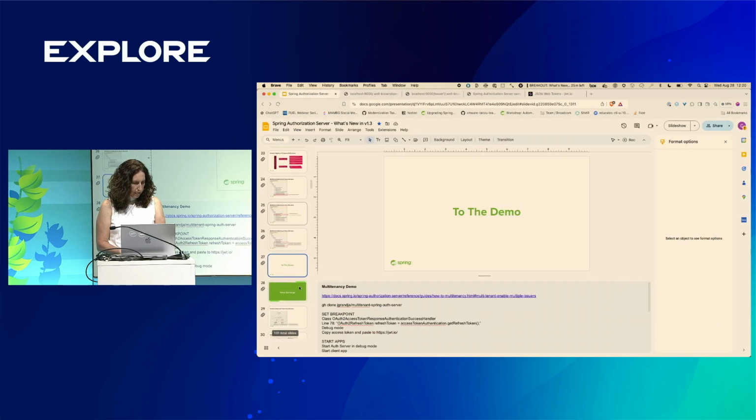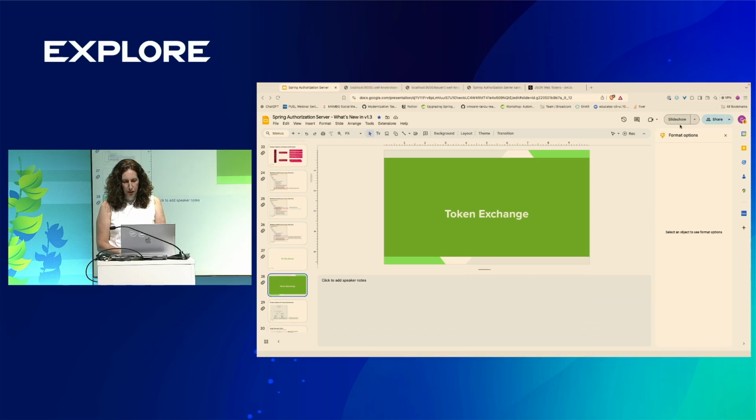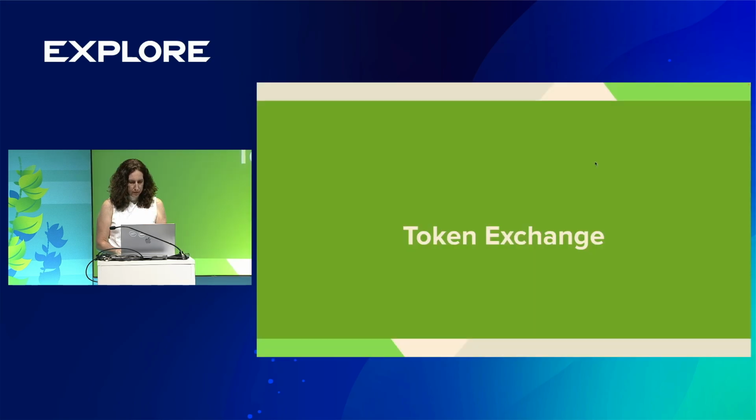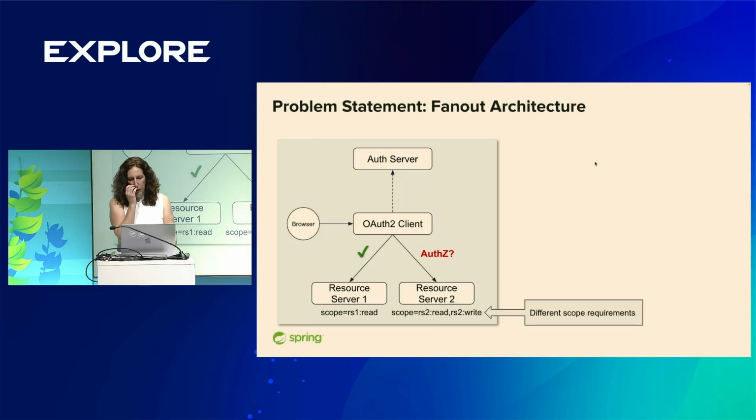Okay. So then the other feature is token exchange. Okay. So here's the problem statement. I'll show you 2 examples of architecture, but this is a fan out architecture, meaning that from the same OAuth client, we're fanning out to multiple resource providers.